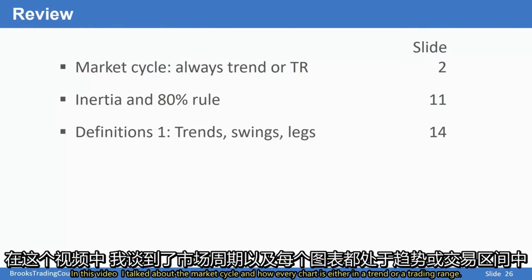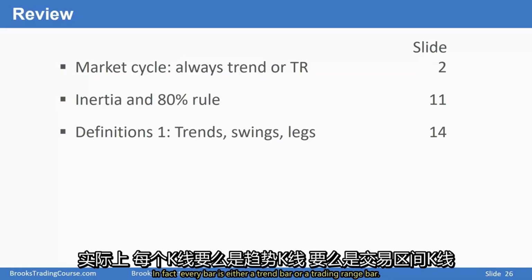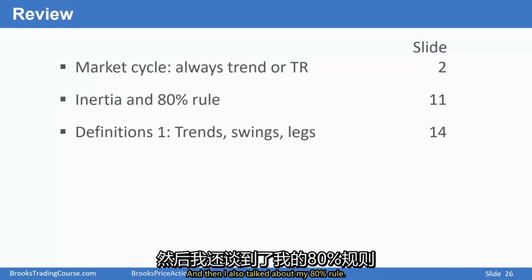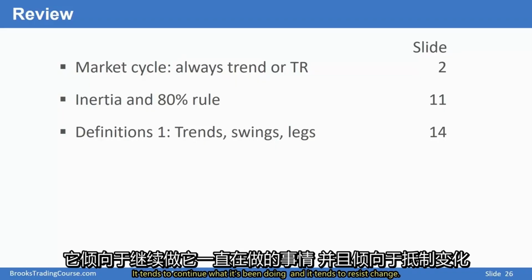In this video, I talked about the market cycle and how every chart is either in a trend or a trading range. Every part of every chart is either in a trend or a trading range. In fact, every bar is either a trend bar or a trading range bar. And then I also talked about my 80% rule.